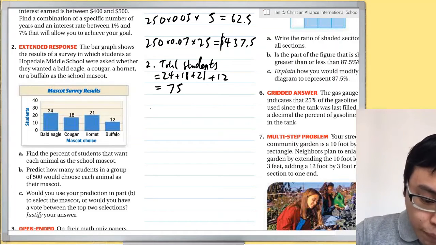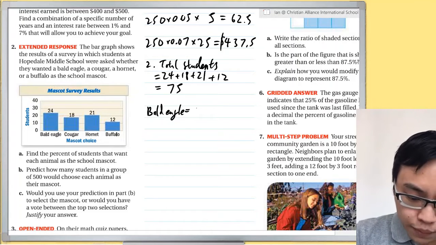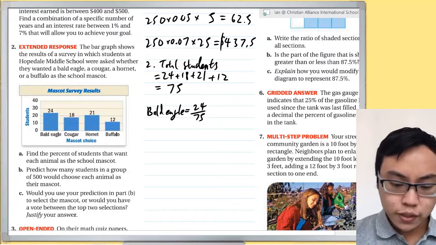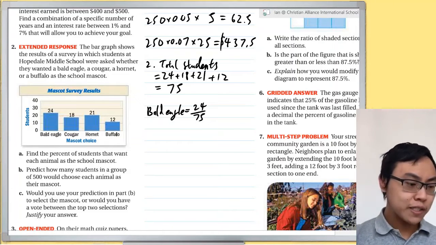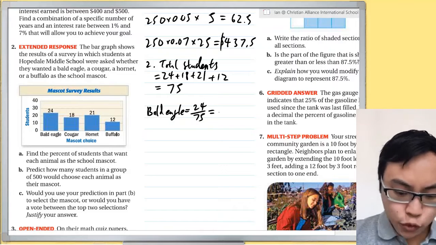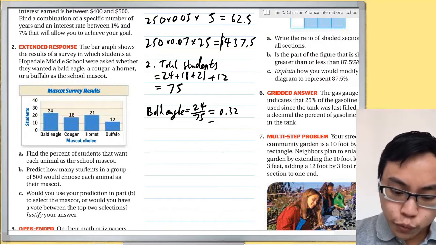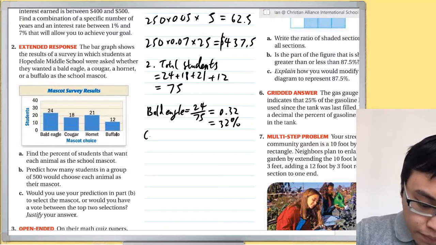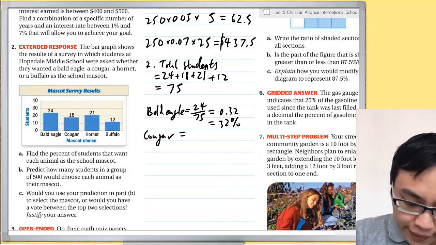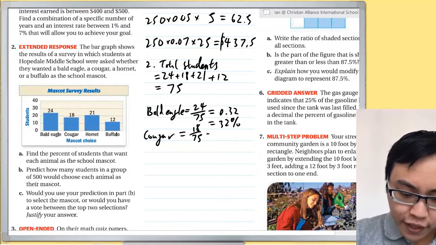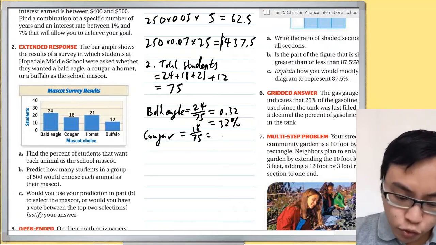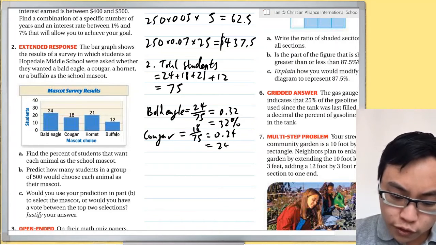And so that's 75 students. And so bald eagle is going to be 24 over 75. I want to change that into a percent. So that's going to be 24 divided by 75. That's equal to 0.32, which is 32%. Then for cougar, we have 18 out of 75. And so change that into a decimal. 18 divided by 75, you would get 0.24, which is 24%.